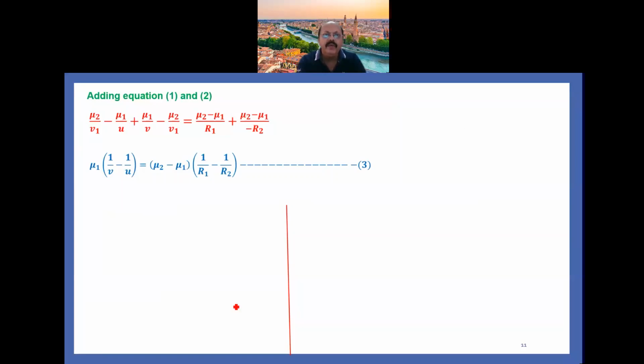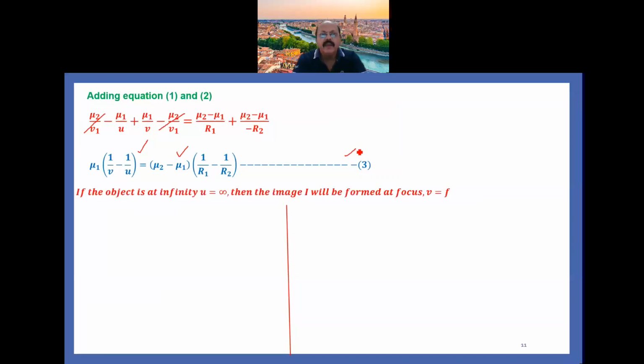You have to take mu1 common, so inside the bracket you will get 1 upon v minus 1 upon u. Since we have mu2 upon v1 and minus mu2 upon v1, they get cancelled. On the right hand side, you take common mu2 minus mu1, and inside the bracket you will get 1 upon r1 minus 1 upon r2. Mark this equation number 3.